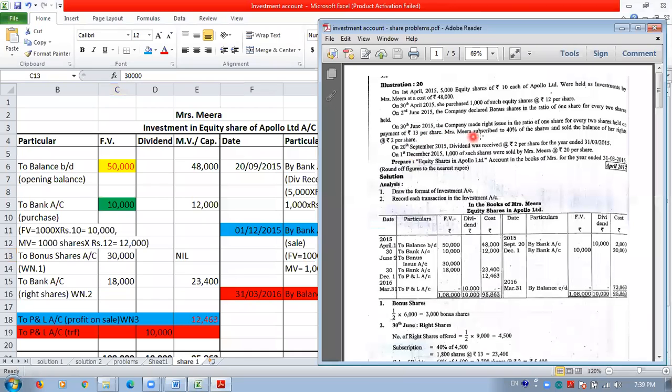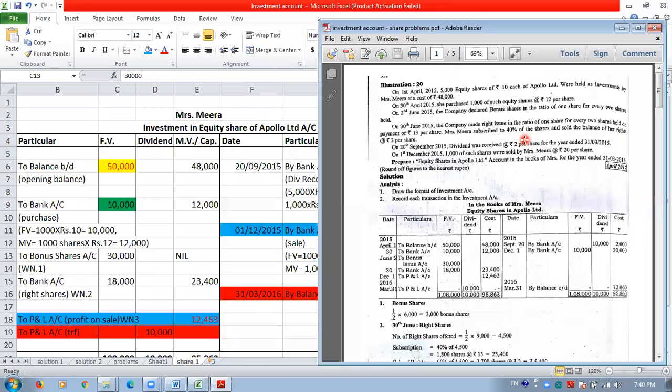The company made a rights issue in the ratio of 1 share for every 2 shares held. On payment of rupees 13 per share, Mrs. Meera subscribed to 40% of the shares and sold the balance of her rights at rupees 2 per share. So in this case, what happened? Again the company announced a rights issue. Okay, so what is the difference between rights issue and bonus issue?